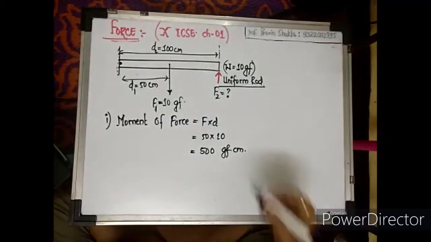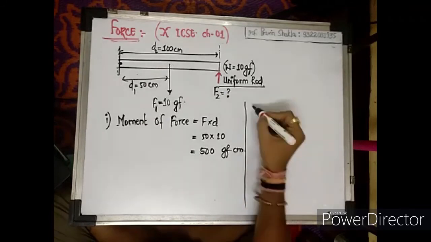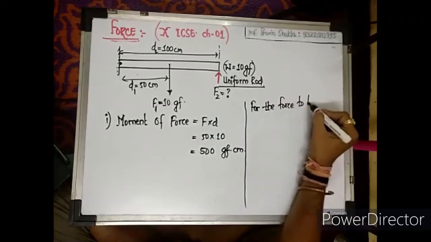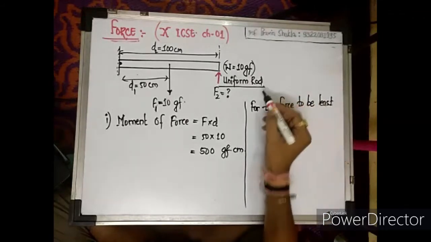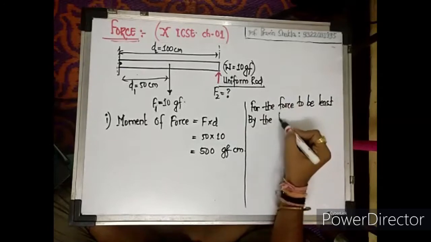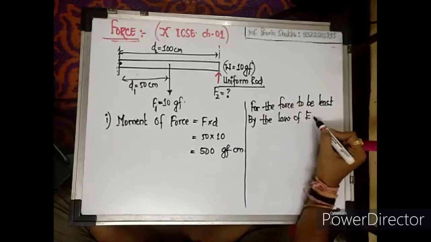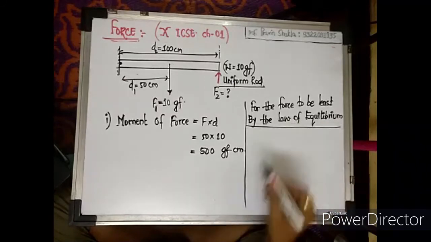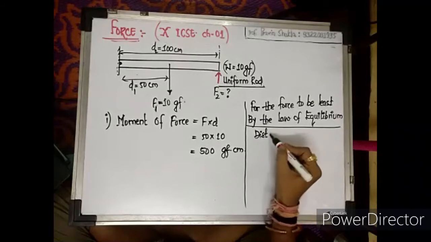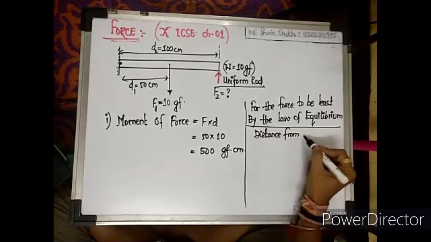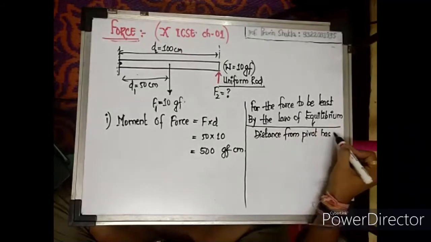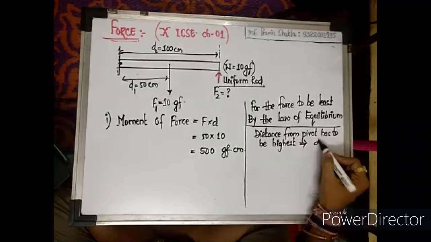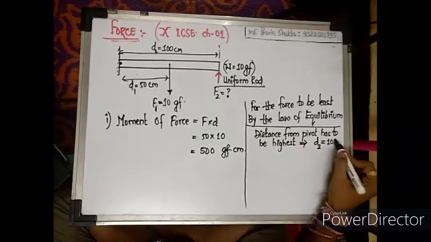Look, for the force to be least, यहाँ मैं लिख रहा हूँ by the law of equilibrium, distance from pivot has to be highest or largest, आप जो भी लिख दो, implies D2 is equal to 100 centimeter.